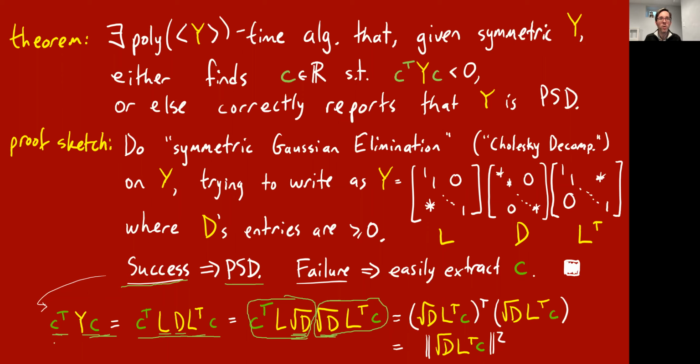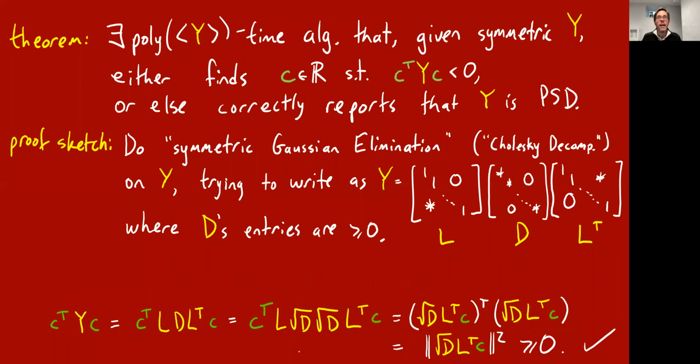And so this C transpose YC is equal to this vector times its transpose, which means it's equal to the squared length of the vector, which is always non-negative. So this proves that if Y really can be written like LDL transpose, where the diagonal entries are non-negative, then it is PSD. And in fact, if you manage to get this LDL transpose representation, you can write it like this. And now this matrix, root D L transpose, is an upper triangular matrix. This matrix is its transpose, a lower triangular matrix.